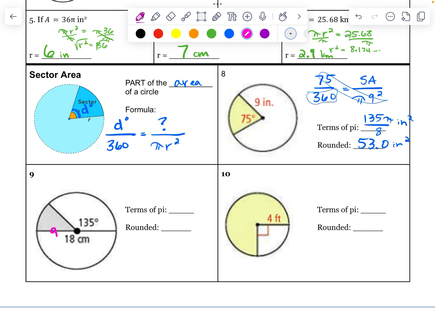All right, let's see. We've got the radius is 9 and it's only looking for this part. So let's do some math here. I know that this is a semicircle, so this whole thing is 180. So 180 minus 135 is 45. This guy's 45 degrees, so I'm only looking for the 45 degree part. So 45 over 360 equals the sector area over pi r squared, and r is 9.